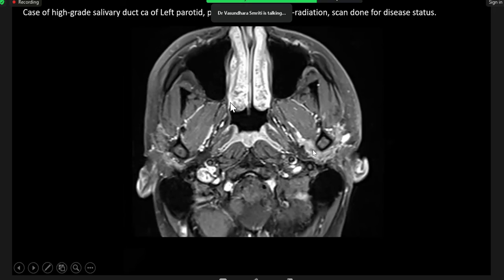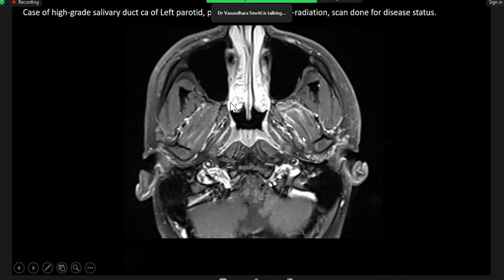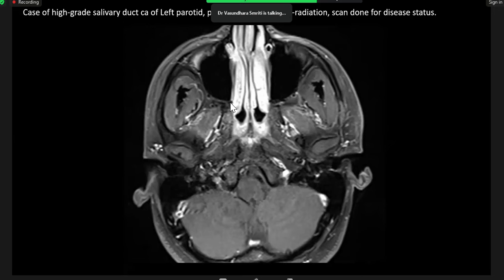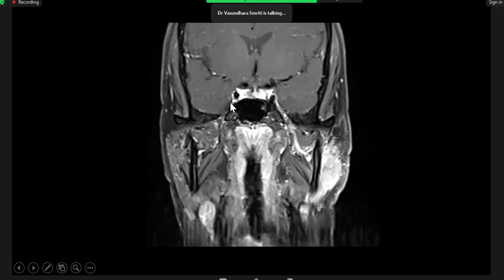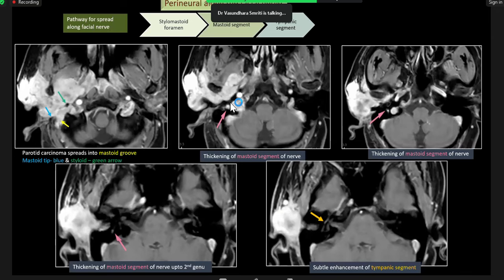Yes, there was a curved structure like this over here. So there was actually an enhancement into the foramen ovale, and there was also a perineural spread. So once you know you are looking at your parotid, you will not only look at your facial, you will also look at your auriculotemporal nerve.